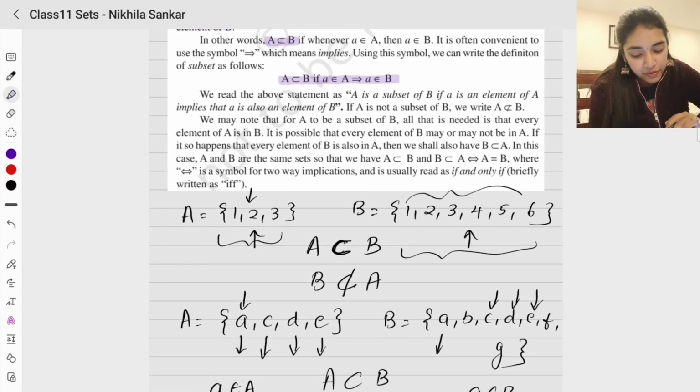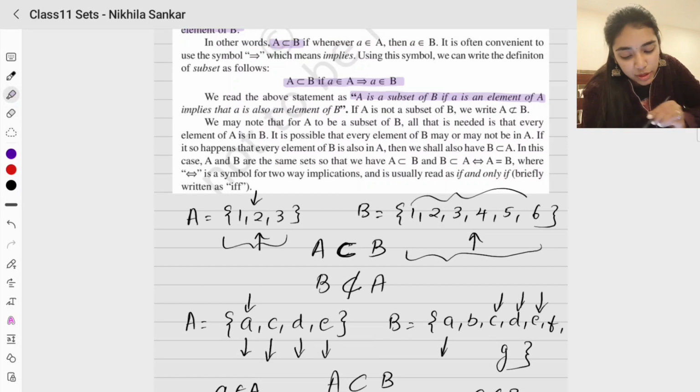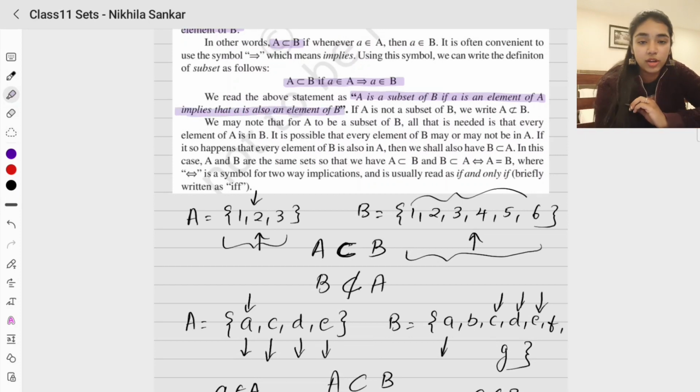So let us learn some definition. We read the above statement as A is a subset of B if a is an element of A implies that a is also an element of B. A ல ஒரு element இருக்குன்னா அது definitely B லியும் இருக்கும். அப்பதான் A is a subset of B.